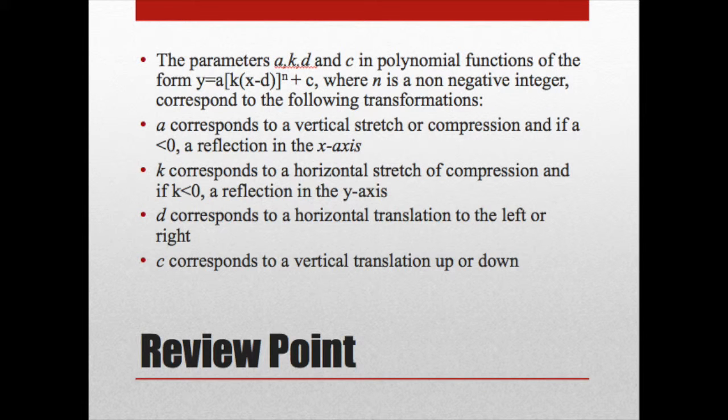The parameters a, k, d, and c in the polynomial function of the form y equals a[k(x minus d)] to the power of n plus c, where n is a non-negative integer, correspond to the following transformations. A corresponds to the vertical stretch or compression, and if a is less than 0, a reflection in the x-axis. K corresponds to the horizontal stretch or compression, and if k is less than 0, a reflection in the y-axis. D corresponds to horizontal translation to the left or right. C corresponds to the vertical translation up or down.